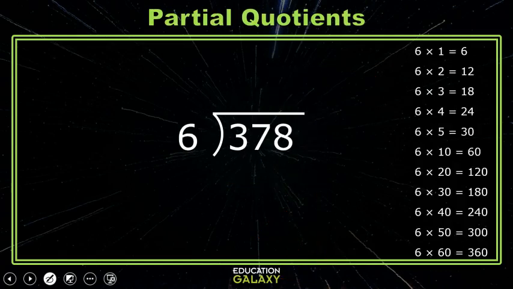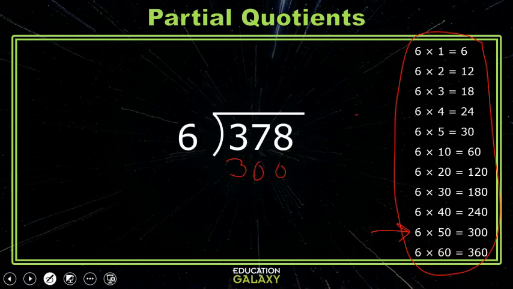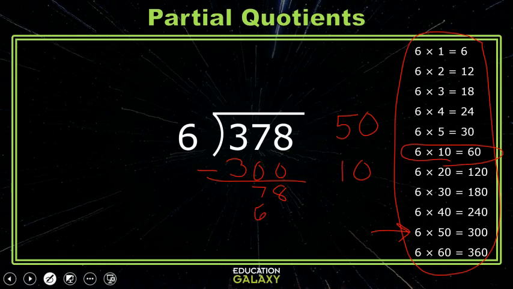For this problem, let's use partial quotients. First, let's refresh our memory on some 6 times tables and put them off to the side. I'm looking for 6 times what is 378. I know 6 times 50 is 300, so I can write the 50 here and then subtract 378 minus 300. That gives me 78. Next, I know that 6 times 10 is 60, so I can write the 10 over here and then subtract 78 minus 60.